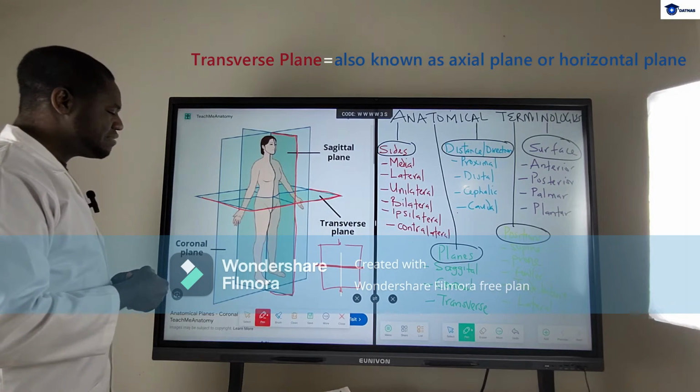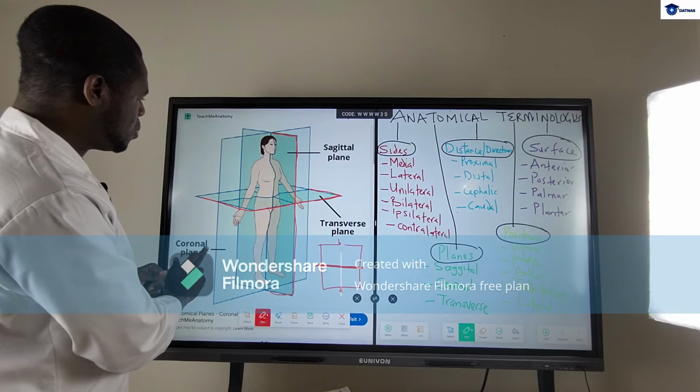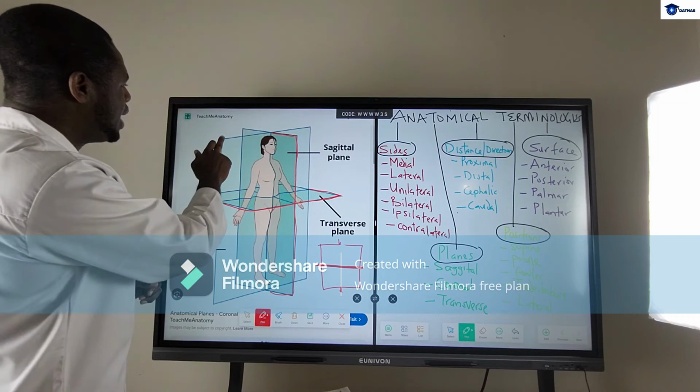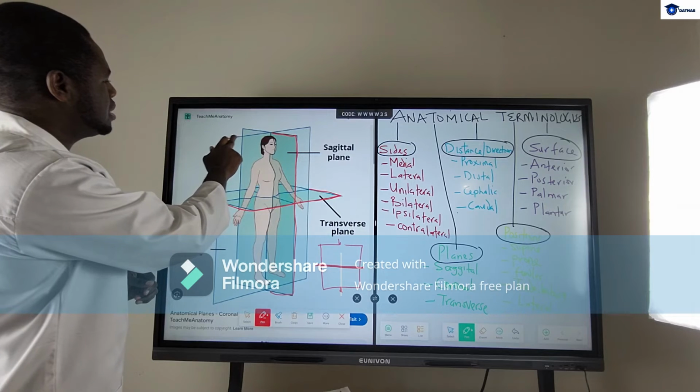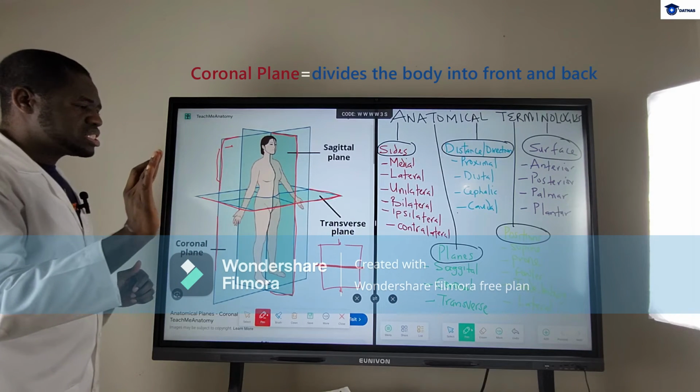We also have the coronal plane. You can see this is a coronal plane. Coronal plane divides the body into front and back.